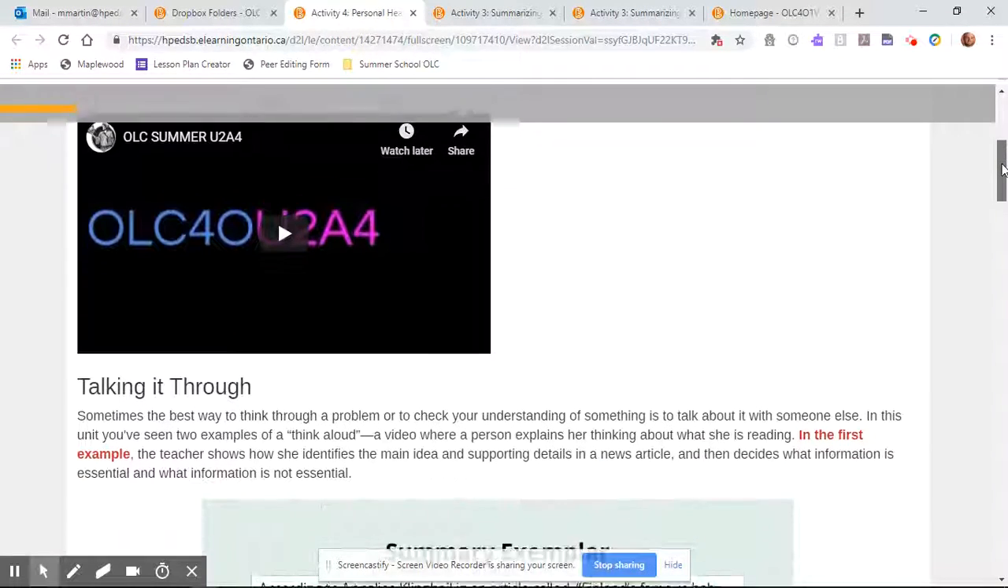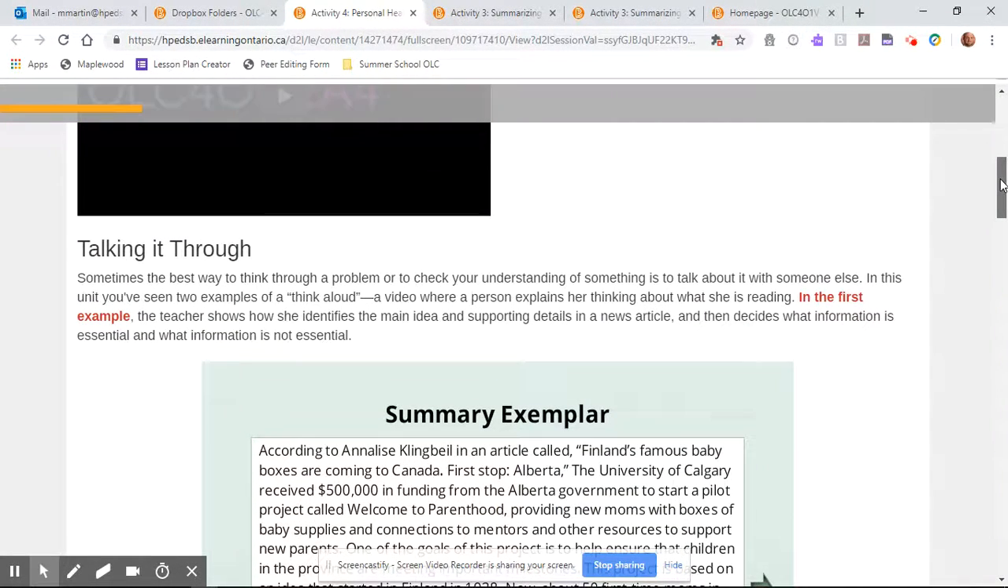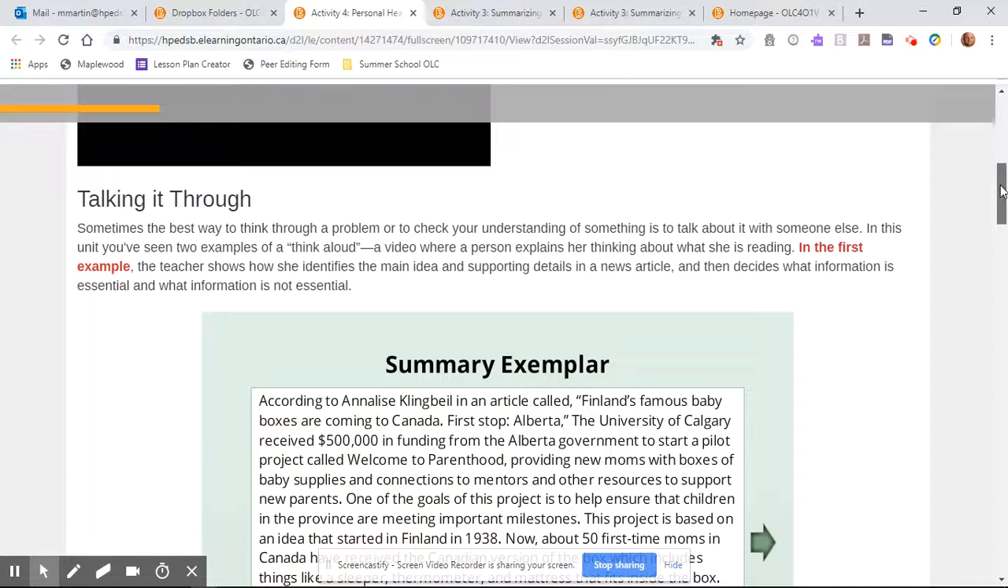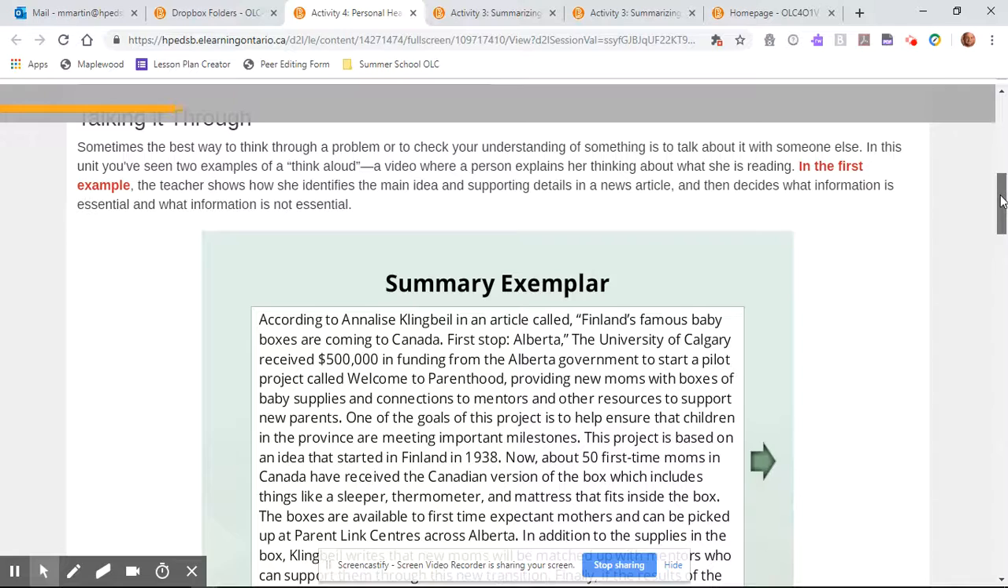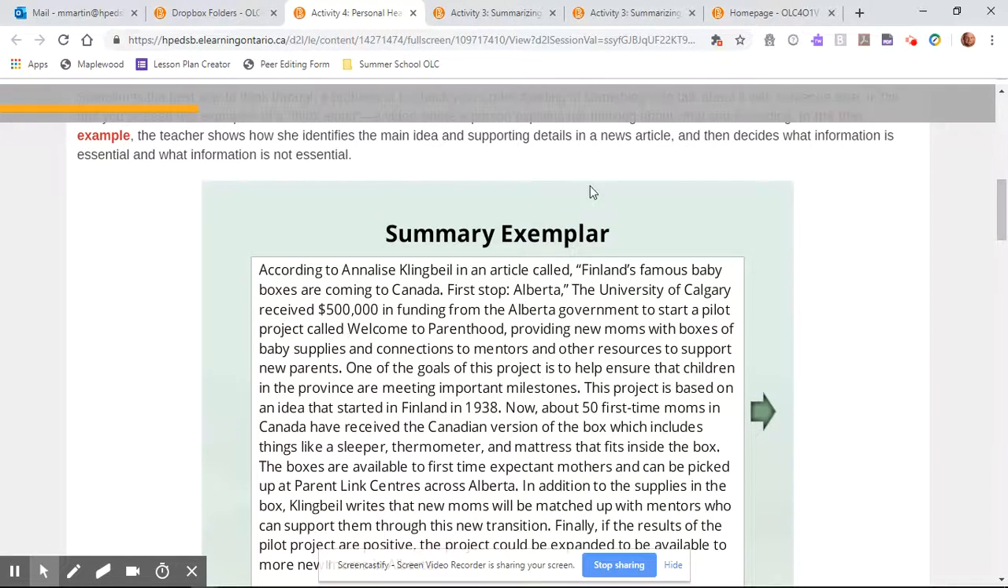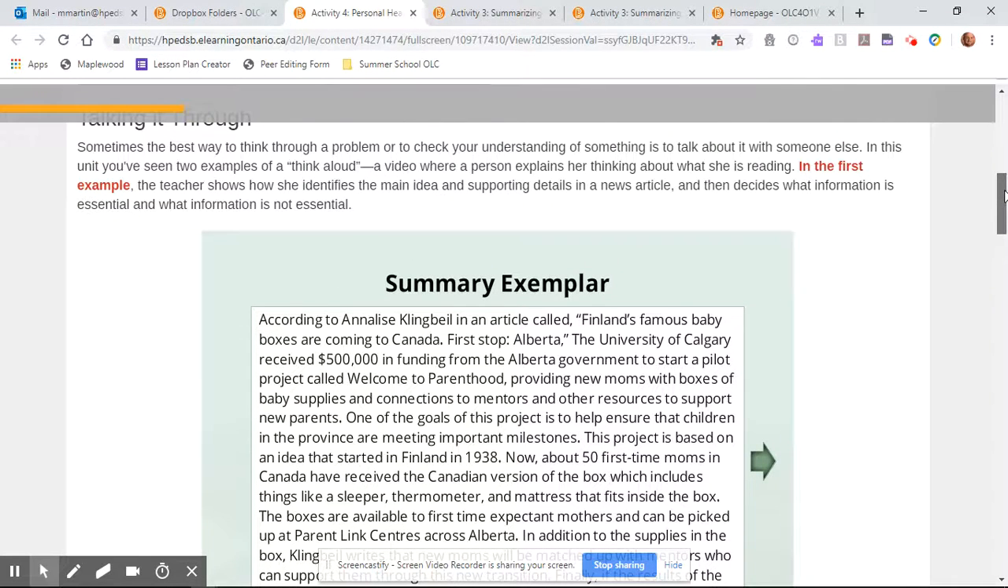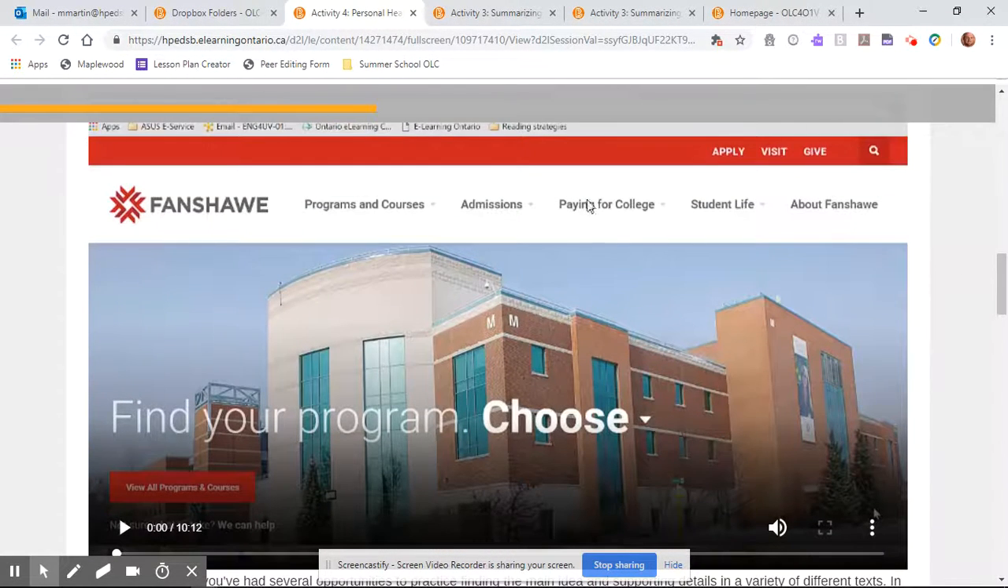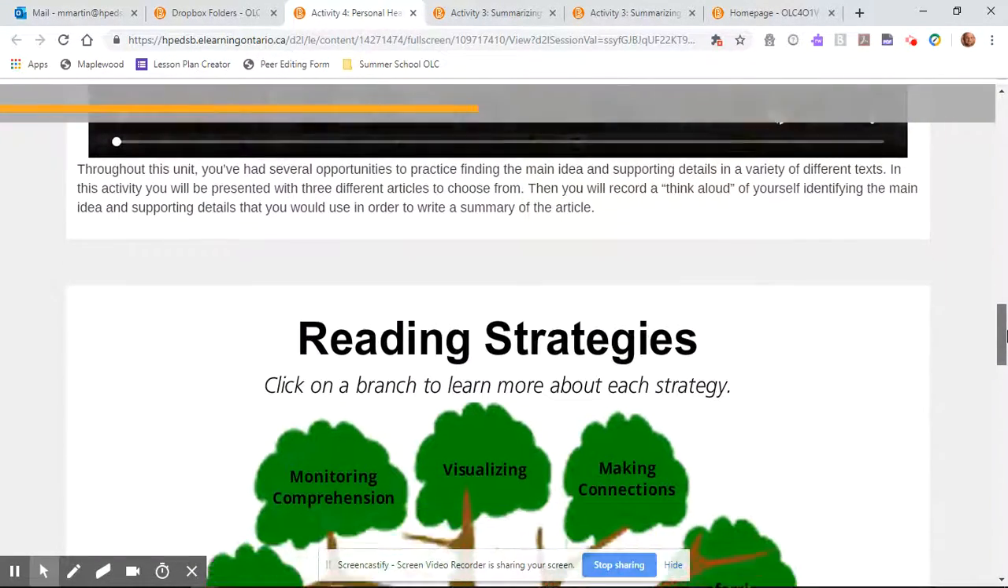What you're going to be doing today is talking through a reading. You've seen a number of people talking through their work as they work. You saw that in discussing the newspaper article about Finland baby boxes. You saw that in the teacher going through how to find information about the program at Fanshawe. And now you're going to do something similar.